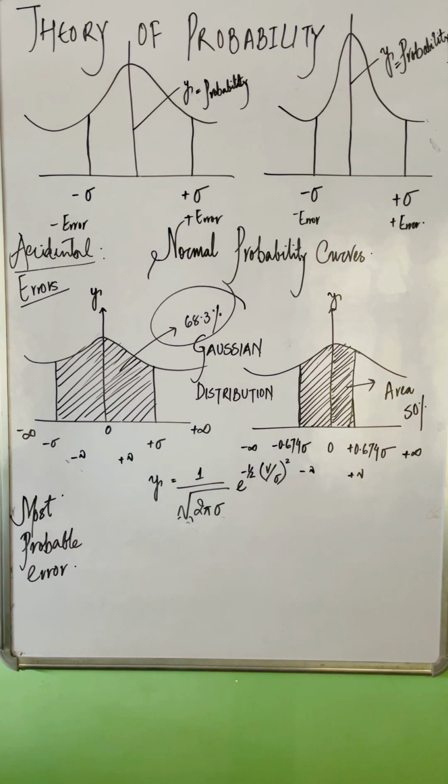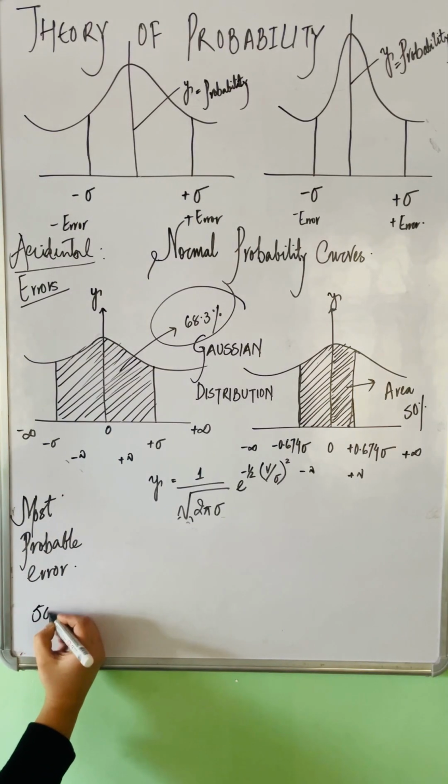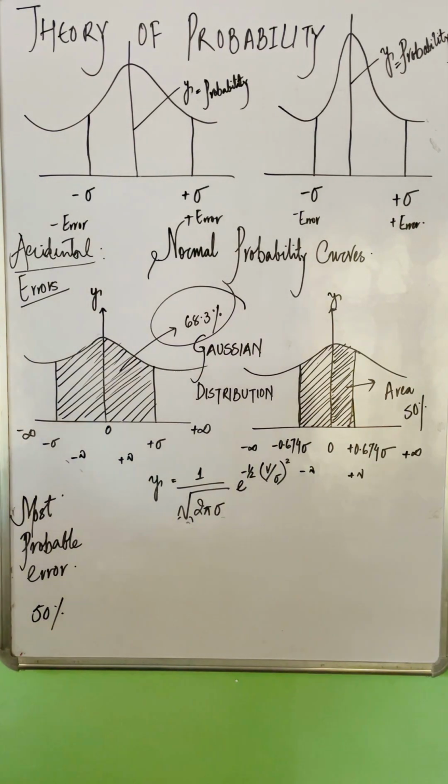Most probable error is defined as that error for which there are equal chances that the true error will be less than the probable error, and there are equal chances that the true error will be more than the probable error. Or we can also say that the probability of the true error being less than the probable error is 50%, and the probability of the true error being greater than the probable error is also 50%.